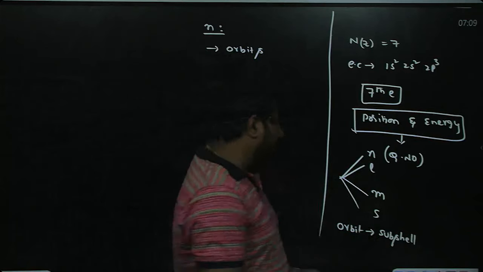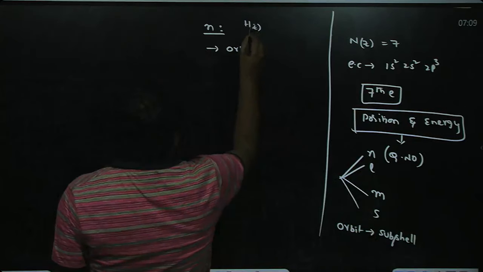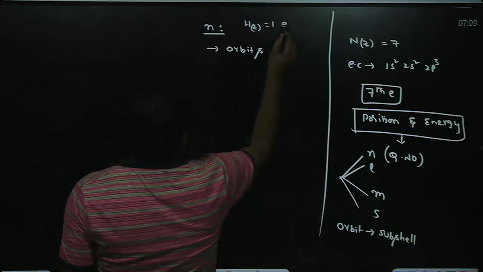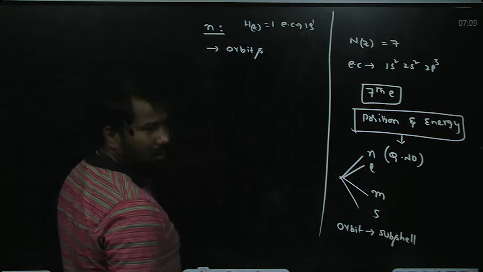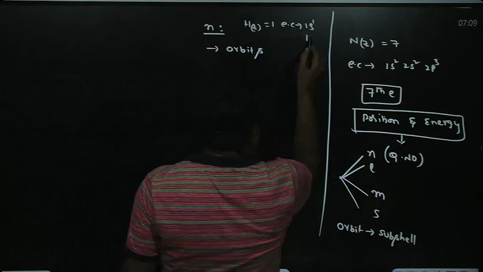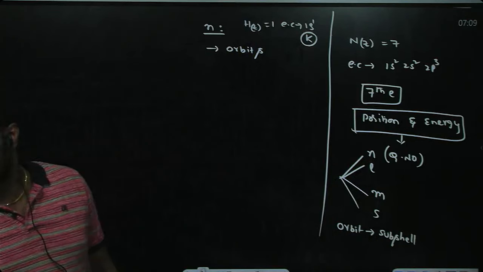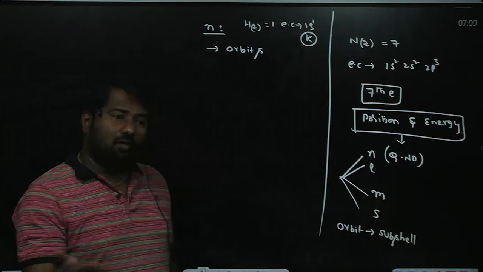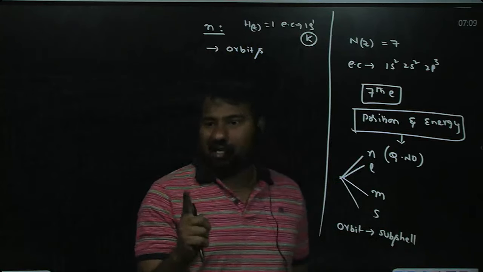Where is it located? If I take the hydrogen atom, with atomic number 1, the electronic configuration we write is 1s1. That means the electron is located only in the K shell. There are no electrons in the L shell, M shell, or any other shell. The electron is only located in the K shell, that is the first shell.